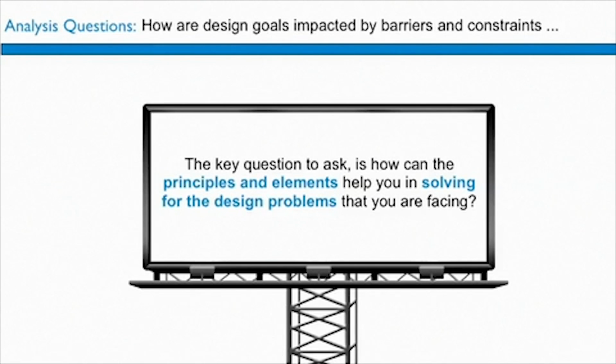So that's the Billboard example, and it gives you just a brief overview of how you can use the elements and principles of design, visual design, to help solve design problems.